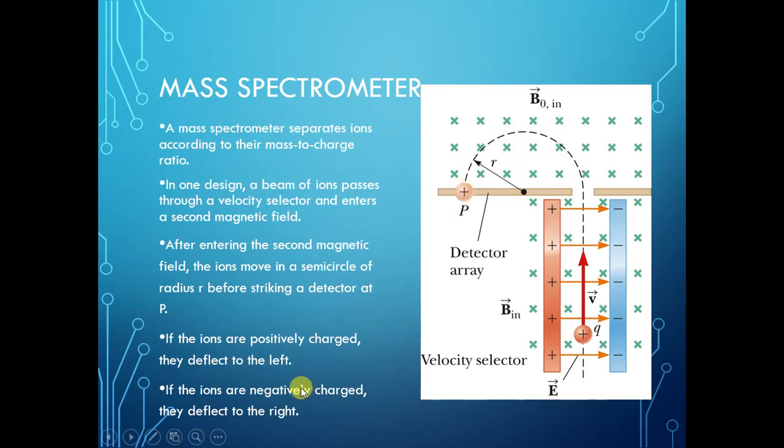If the ions are positively charged, they deflect to the left, and if the particle is negatively charged, it will deflect to the right.